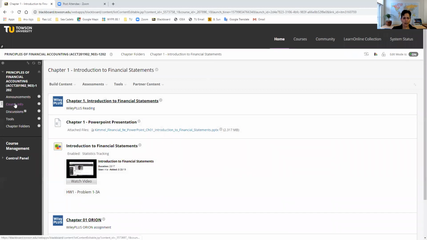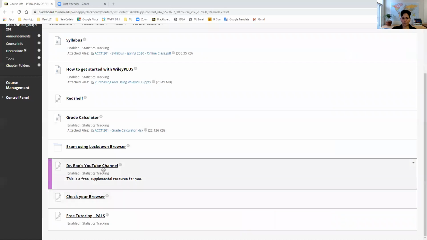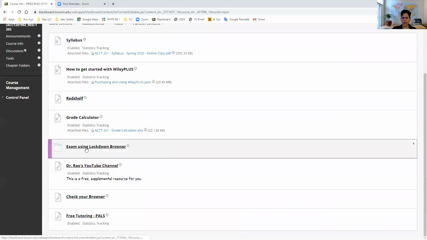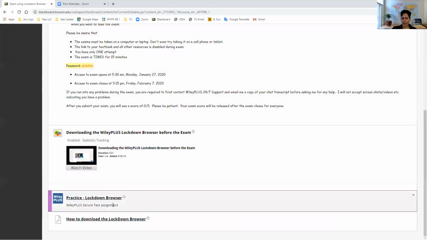Now let me go back to course information, and this is the last thing I'm going to talk about. If you go in over here into exam using Lockdown Browser, I've given you a practice exam. It's just one small assignment. Your exams 1 and 2 are going to be 2 hours each. This one is only 15 minutes. And the idea really here is for you to be prepared when you take the exam.